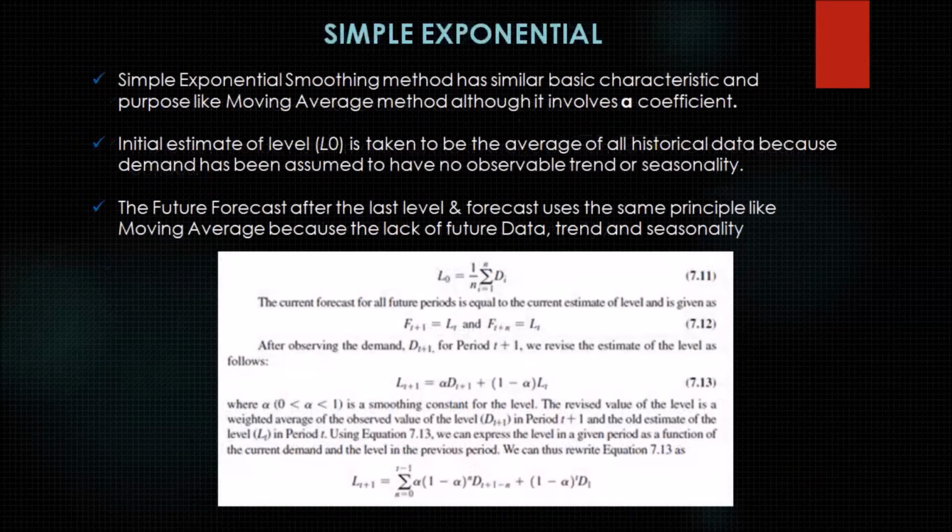Now moving on to simple exponential. First of all, simple exponential is quite similar to the moving average, though there is one difference, which is that it involves a single coefficient. In simple exponential, the initial estimate of level L0 is taken to be the average of all historical data, because demand has been assumed to have no observable trend or seasonality. The future forecast after the last level and forecast uses the same principle as moving average, because of the lack of future data, trend, and seasonality. Below, as you can see, are the equations, which will be explained later during the case discussion.